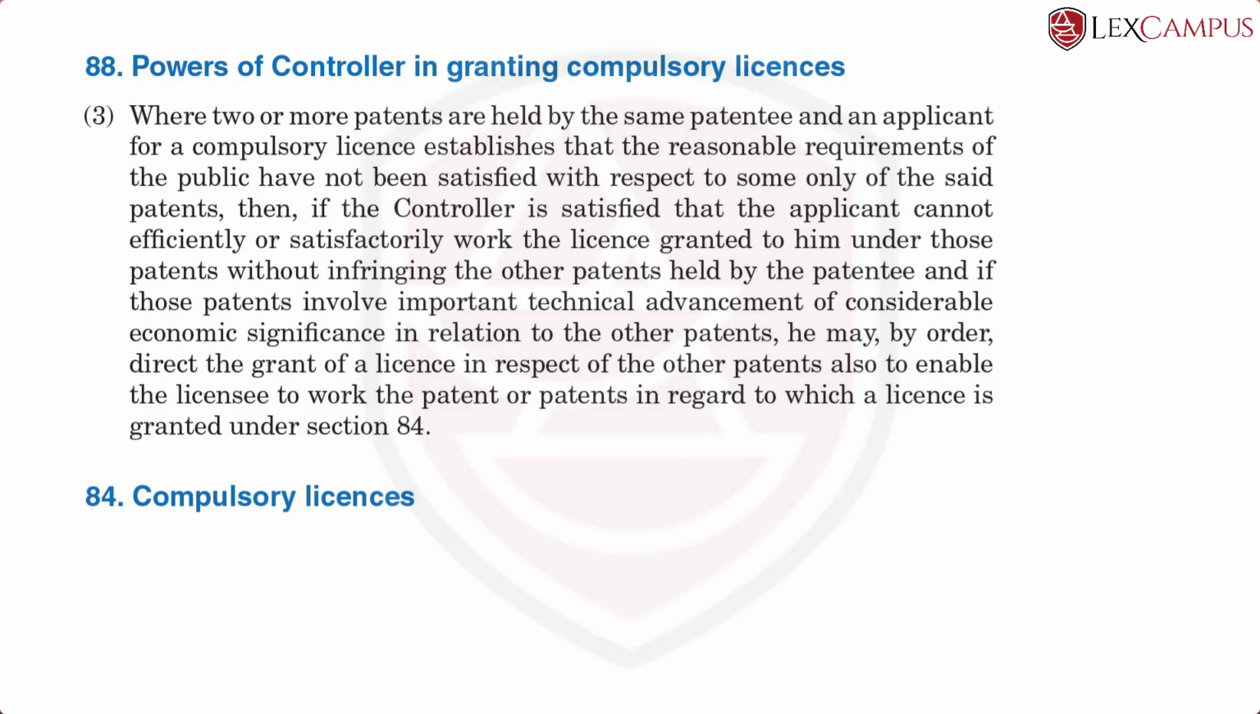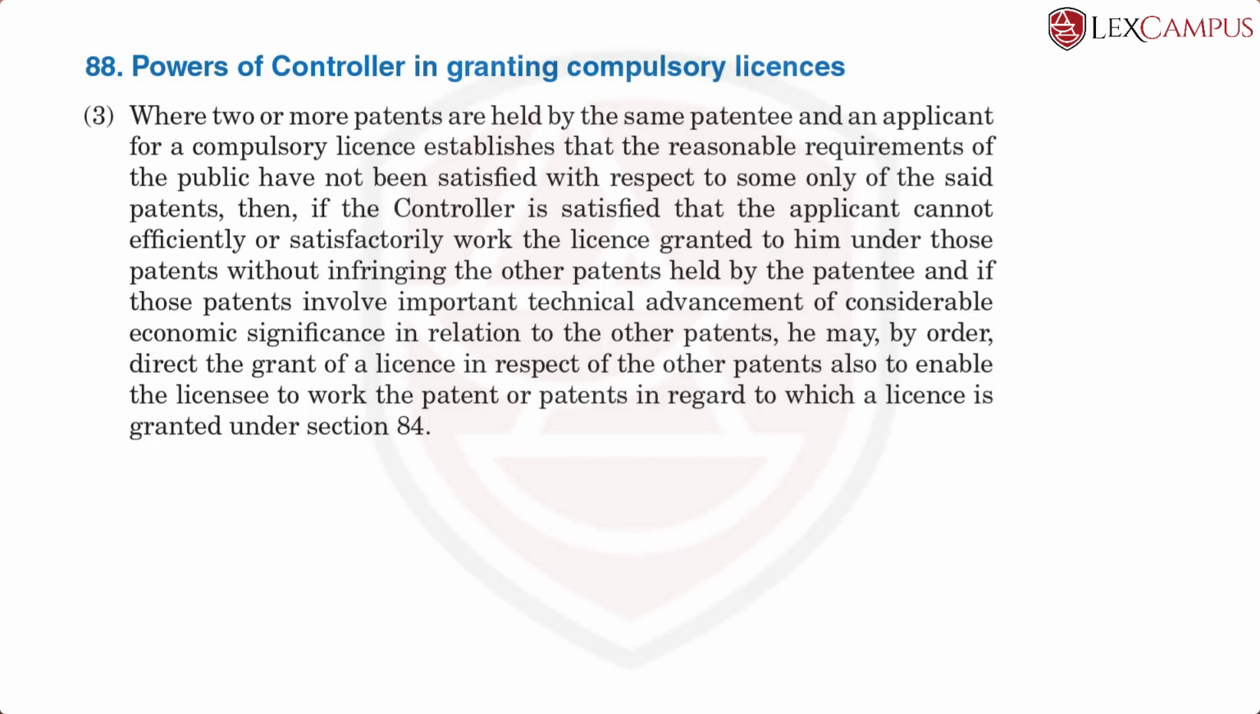In such case, the controller can order that a license be granted for all the other patents to enable the licensee to work the patent for which a license was granted under 84. So, this talks about a situation where there are overlapping patents or connected patents over a particular technology. If the applicant asks for a compulsory license for the main patent as he understands, the controller can also make an order for the grant of licenses for the other patents, so that the licensee can fully enjoy the license that has been granted.